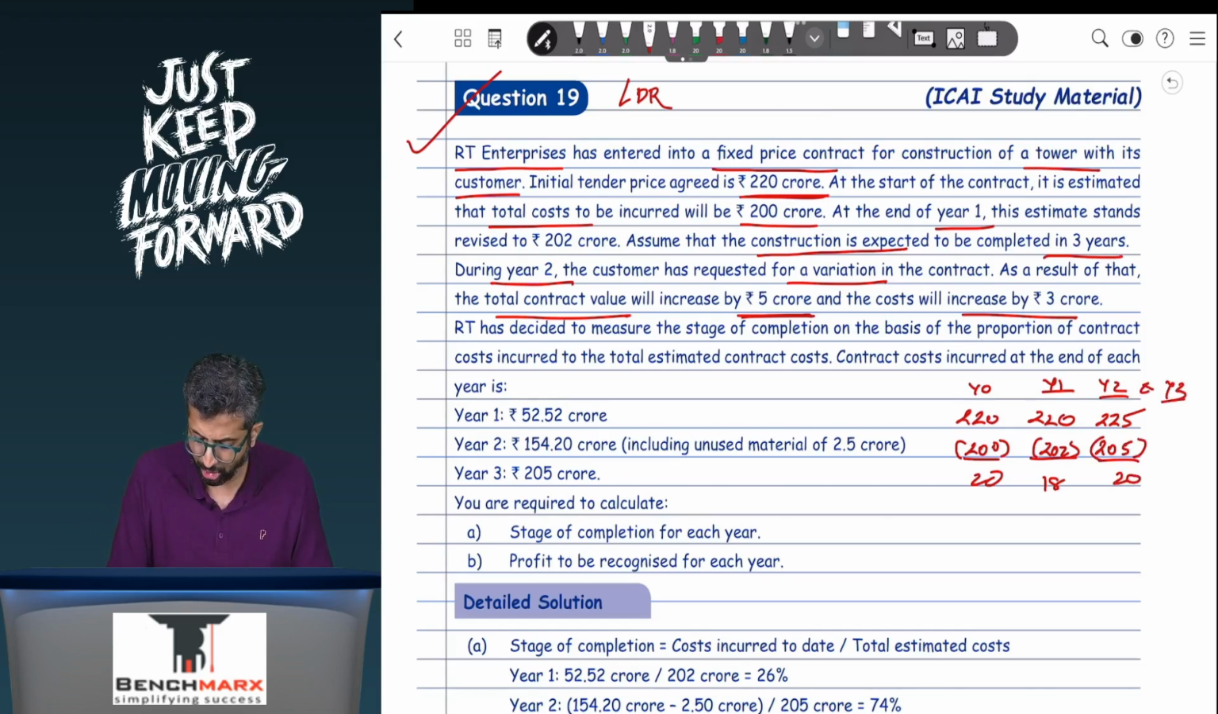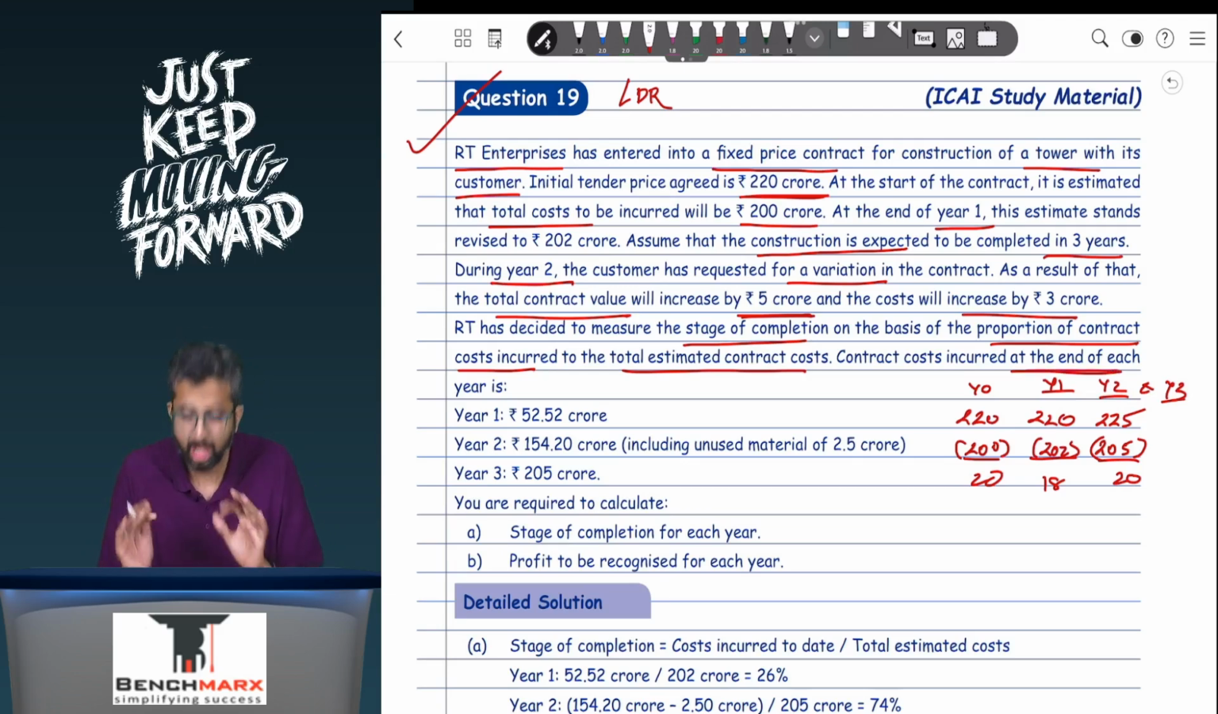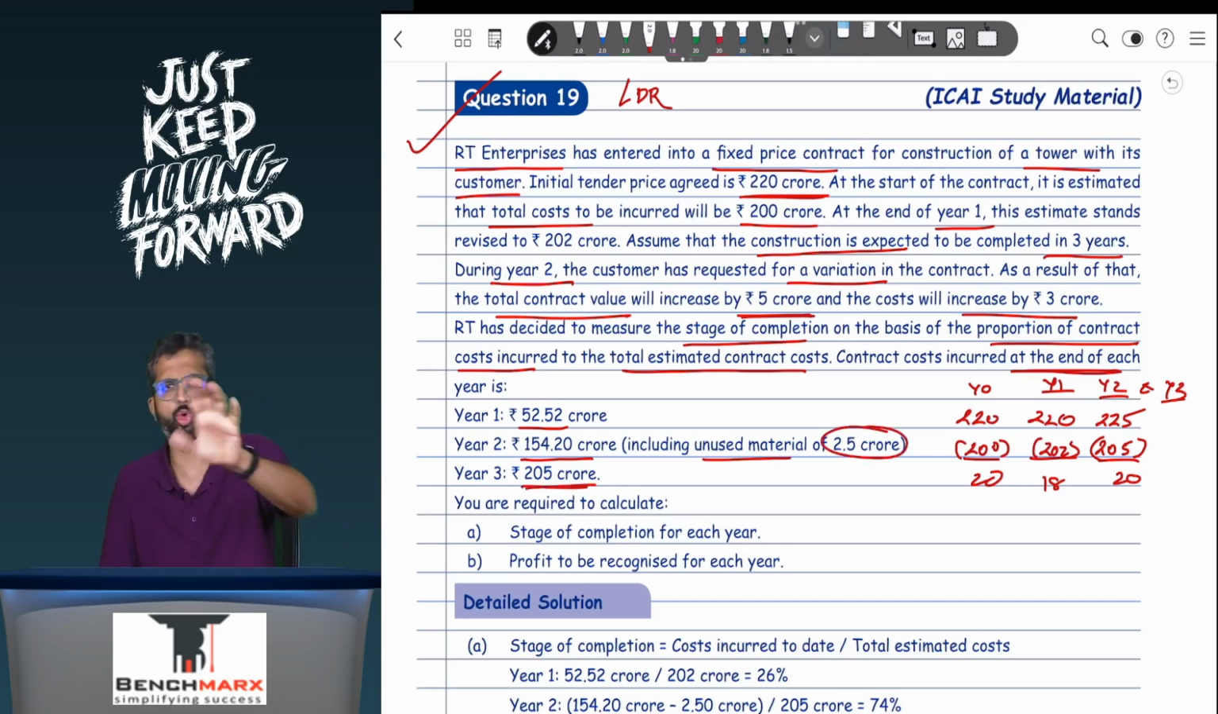RT decided to measure the stage of completion on the basis of the proportion of the contract cost incurred to the total estimated cost. Contract cost incurred, what is given? Contract cost incurred at the end of each year. So this is cost incurred till date, not for the year. It is 52.52, 154.2 including unused materials of 2.5, and then 205. You expected a total cost of 205. Actually 205 is the total cost in the third year. This is till date, not for the year.